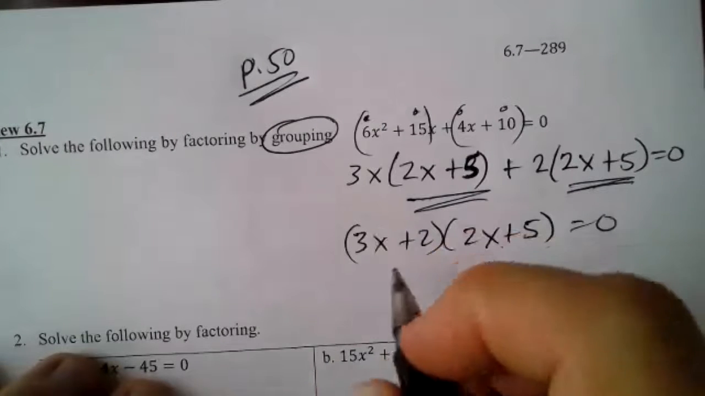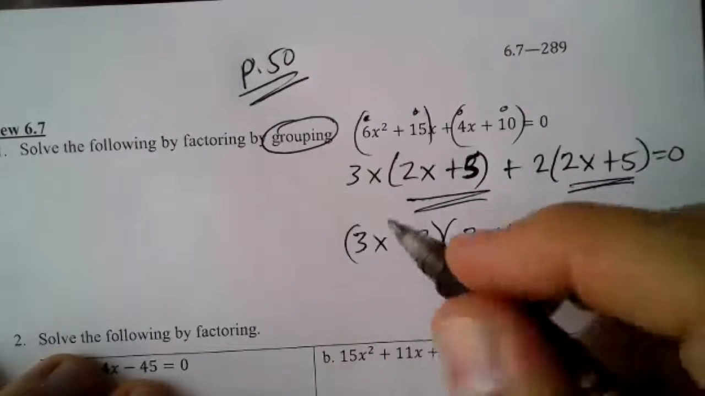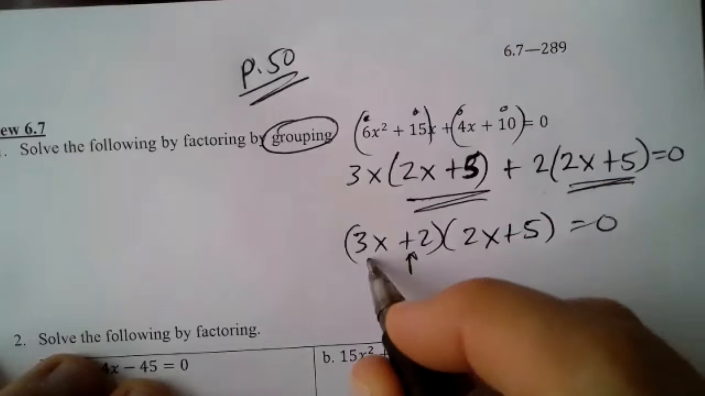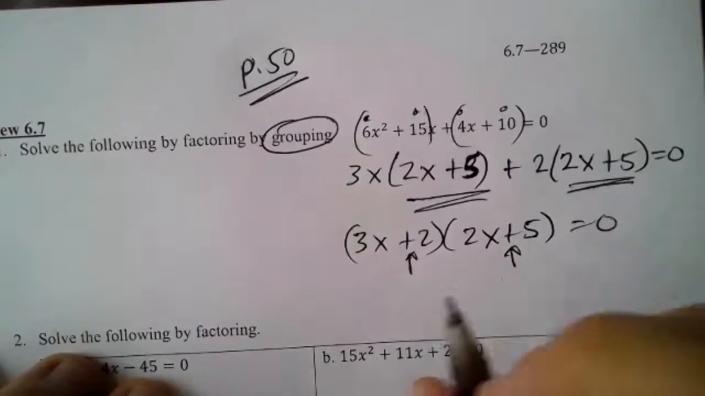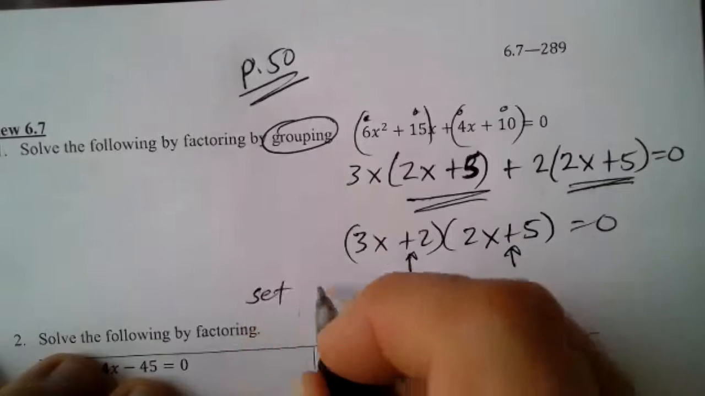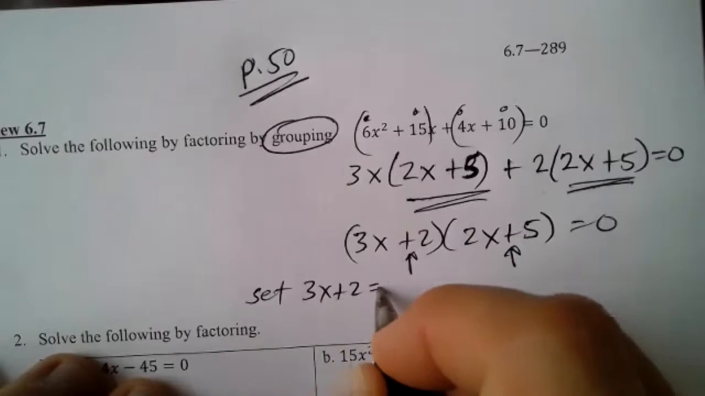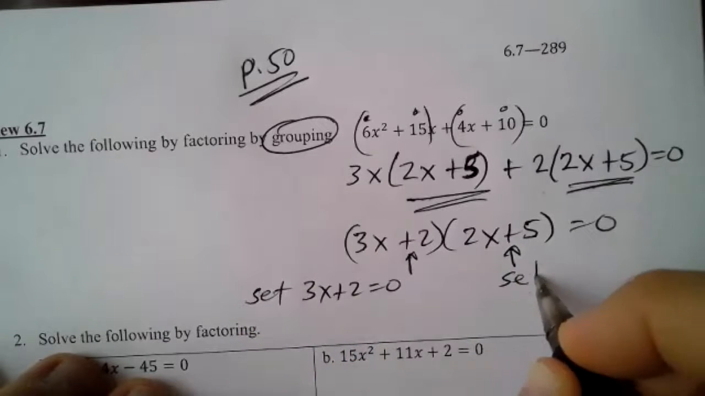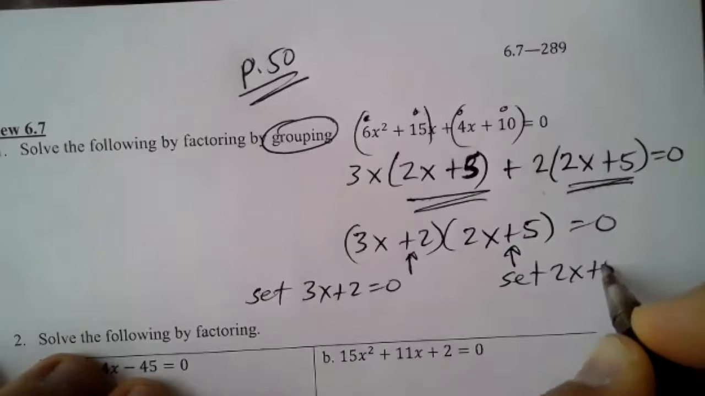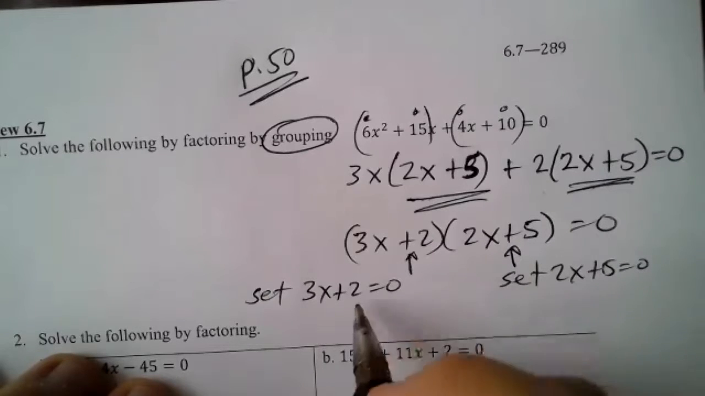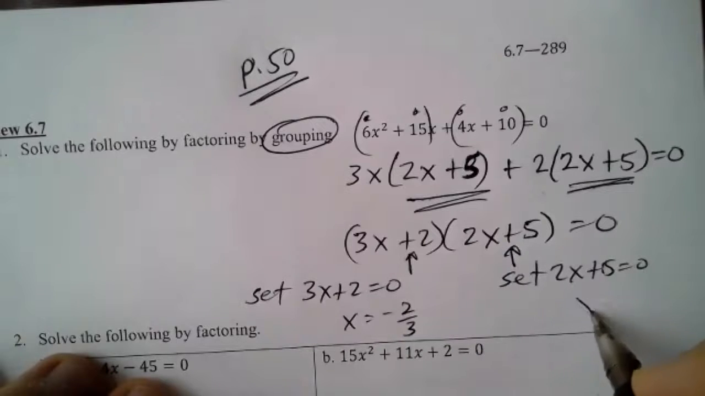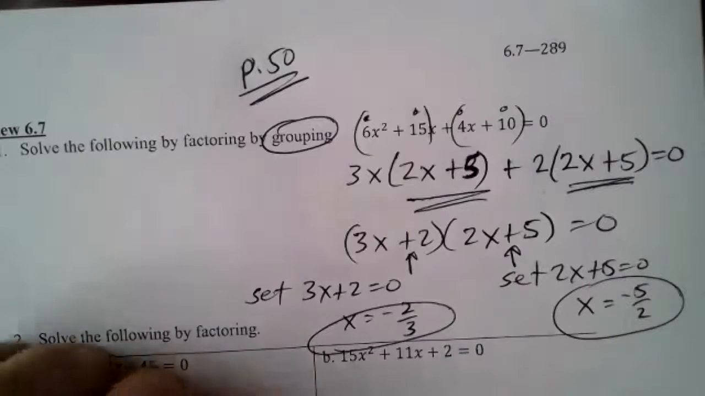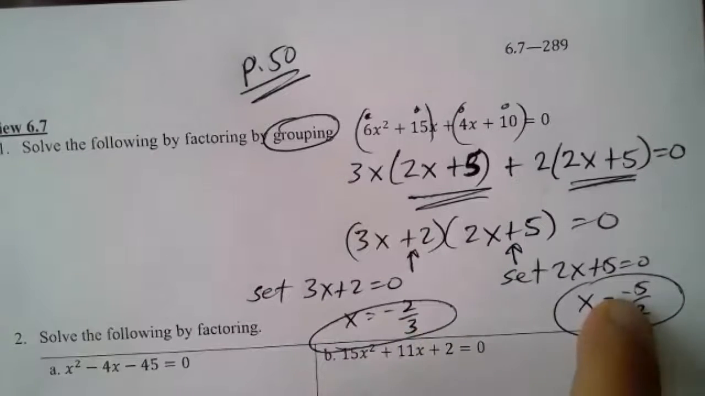All right, so our solutions are, now watch this, negative 2 over 3 and negative 5 over 2, okay? So we'll set 3x plus 2 equal to 0, and we'll set 2x plus 5 equal to 0. And then when you solve this out, you get x is equal to negative 2 over 3, and x is equal to negative 5 over 2. And so there's your 2 solutions. They are rational because they're in fraction form.